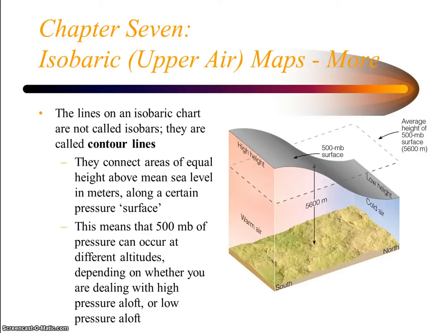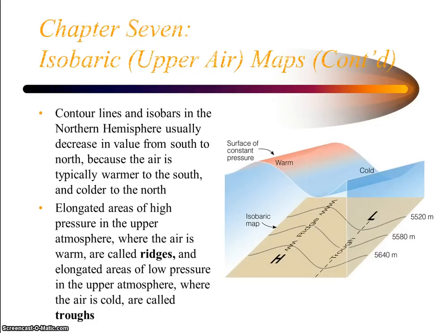What this means is, for instance, at the 500 millibar surface, which is what this chart depicts here, that 500 millibar surface of pressure can occur at different altitudes depending on whether you're dealing with high pressure aloft or low pressure aloft. Obviously, you have a high height value. You're many, many thousands of meters above the Earth to find 500 millibars, then that's high pressure aloft. If you don't have to go up very far in comparison to find 500 millibars of pressure aloft, then that would be associated with low pressure aloft.